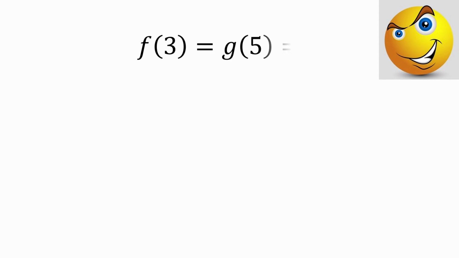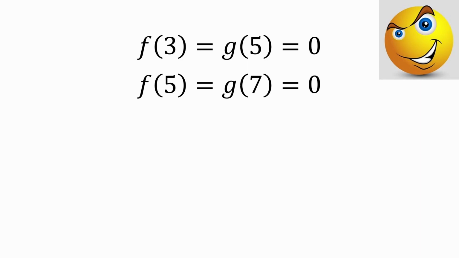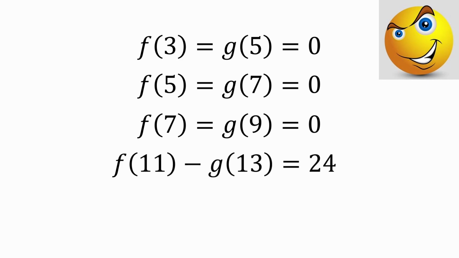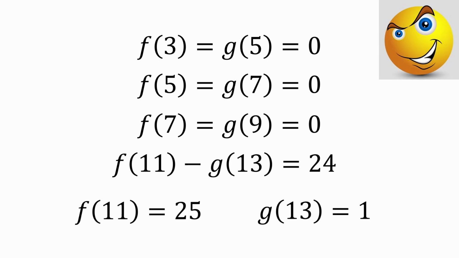Let's start with the conniving problem solver. What's to prevent him from setting f of 3 and g of 5 both equal to 0? And how about f of 5 and g of 7? Yeah, let's make them both 0. And hey, we're on a roll, so let's make f of 7 and g of 9 also equal to 0. And since the difference between f of 11 and g of 13 must equal 24, let's assign artificial values of 25 to f of 11 and 1 to g of 13.